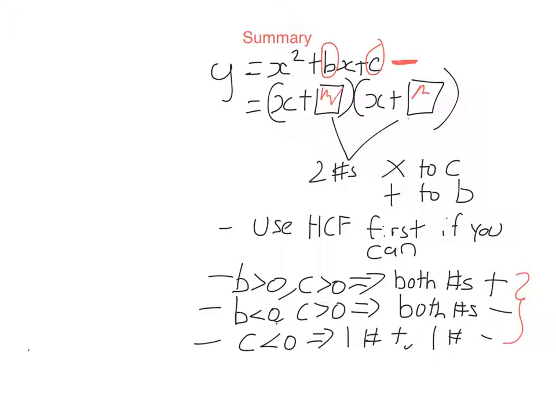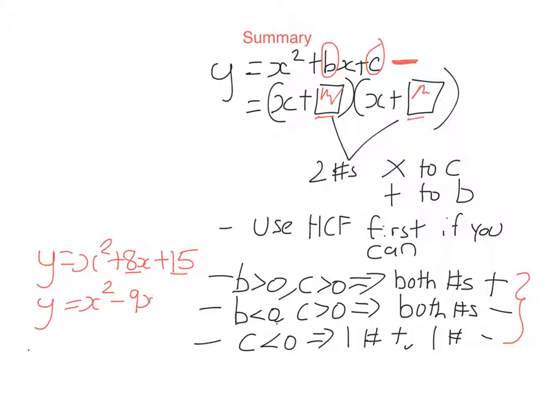So if both b and c are greater than 0, so let's say I have y equals x squared plus 8x plus 15, I know that both of the numbers are going to be positive, because b and c are positive. So both the numbers that go in this box and this box are positive. If b is less than 0 but c is greater than 0, so let's say I have y equals x squared minus 9x plus 18, I know straight away that both of the numbers that go into those boxes have to be negative. In this case, they're minus 6 and minus 3.